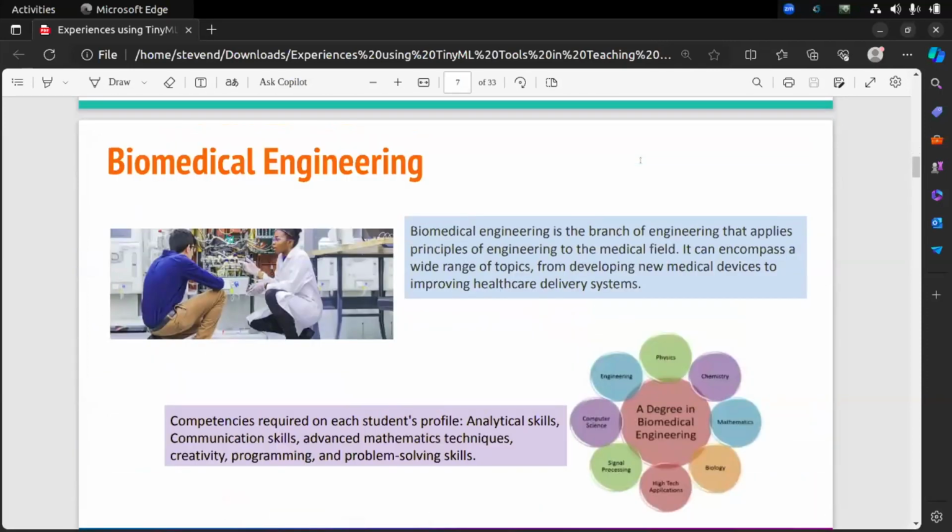Biomedical engineering is a branch of engineering that applies principles of engineering to the medical field. It can encompass a wide range of topics, from developing new medical devices to improving health delivery systems. Biomedical engineering is a mix of various topics like physics, chemistry, engineering, computer science, mathematics, and so on. And of course, embedded systems, because if they want to develop a new kind of medical device, they need to prototype first of all using, for example, Arduino or another kind of technology.